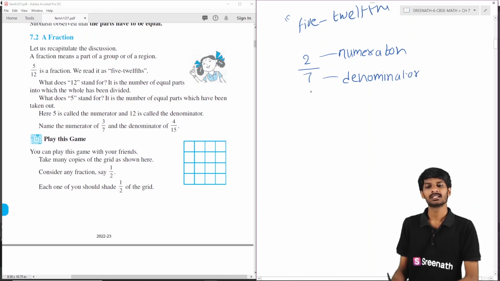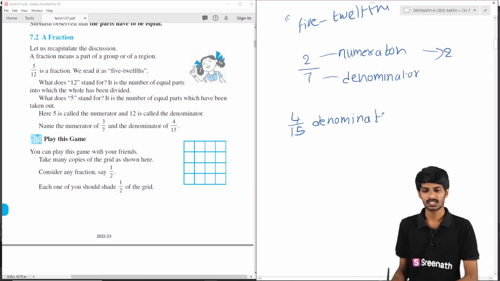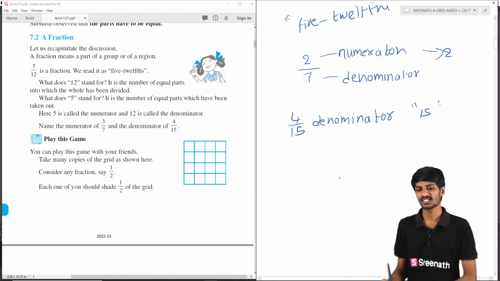So in the 2 by 7, what is the numerator? 2 is the numerator. So if I give you 4 by 15, and ask you for the denominator, what is the denominator of 4 by 15? 15 is the denominator and 4 is the numerator, students.